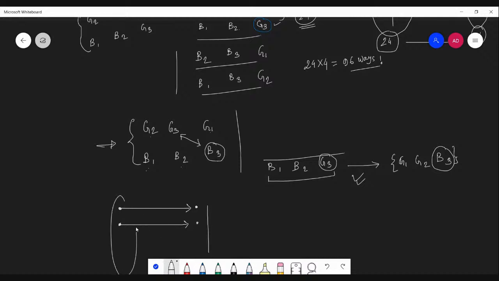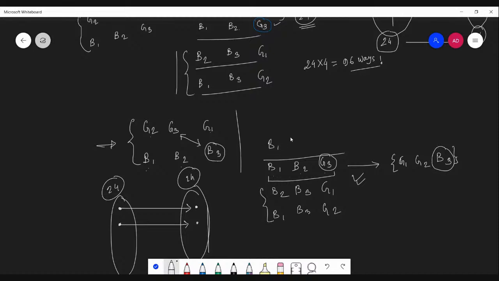So if the first arrangement gives me 24, the second also gives me 24, because the second arrangement is just shifting the position of G3 and B3. Similarly, the other two cases happen: B2, B3, G1 and B1, B3, G2. Here you have fixed B1, B2, G3. Similarly, you can take B2, B3 and G1, and B1, B3, G2. So totally you have four cases.